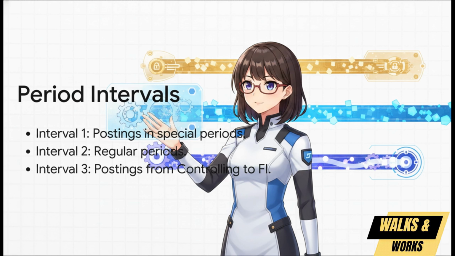Interval 1 is highly restricted and heavily recommended for special closing postings. Interval 2 is your standard workhorse. It's open for regular day-to-day business postings. And Interval 3? That one is dedicated specifically to postings flowing from the controlling module, or CO, over into financial accounting, or FI. And hey, if interval 3 is left blank, the system just falls back on the rules you set in intervals 1 and 2 for those CO postings.